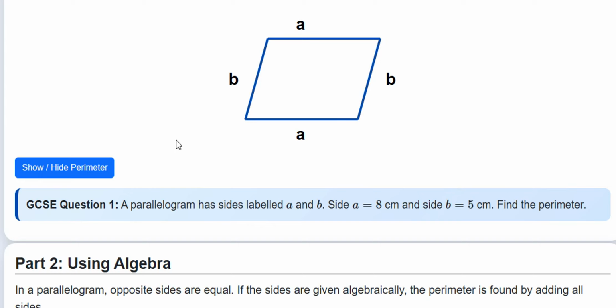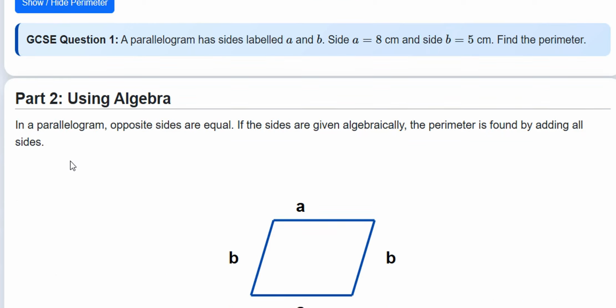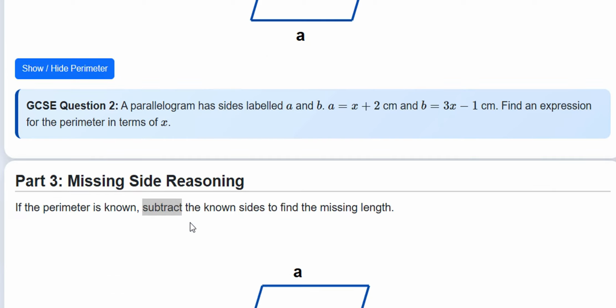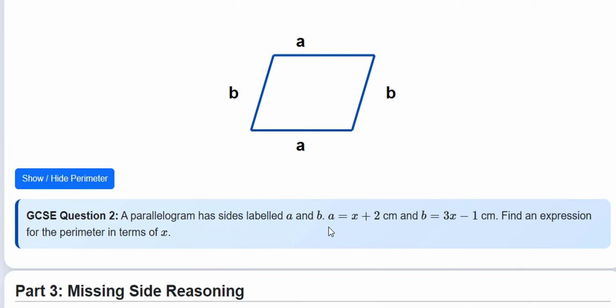Can we try another example? Here you are told in a parallelogram, opposite sides are equal, meaning this side and this one are equal, this side and this one are equal. Then you are told if the sides are given using algebra, the perimeter is found by adding all sides. Yes, now we know that. Can we try an example? You are told a parallelogram has sides labeled as A and B, then A is x plus 2, then B is 3x minus 1. Then you are told to find an expression for the perimeter in terms of x.